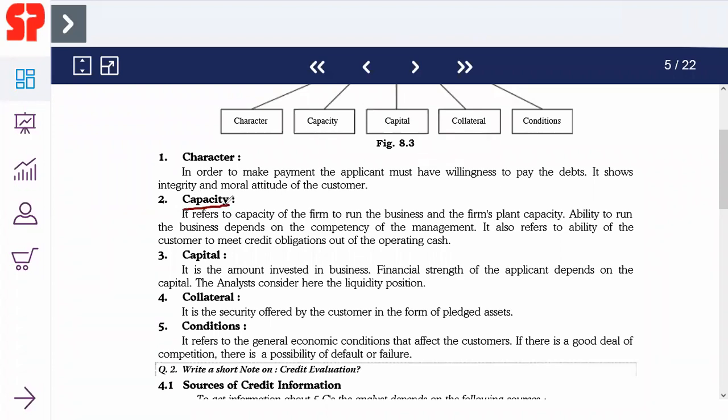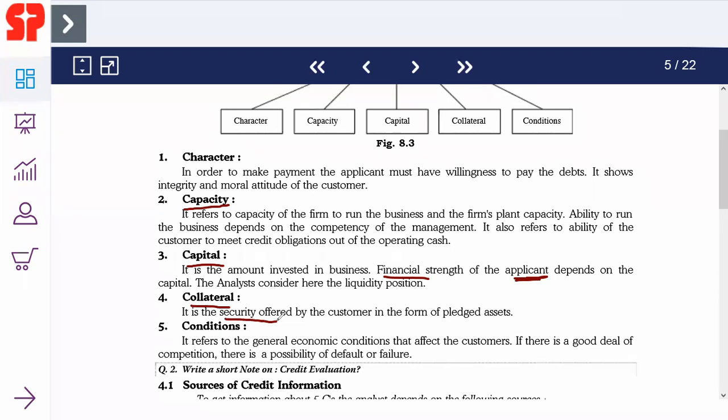Whether you are giving the person credit, whether he will repay the amount or not. Capacity you should see. Then you should see the capital, that is the financial strength of the applicant. This is the second thing. Then next is collateral, whether he is giving some security or not for the credit.